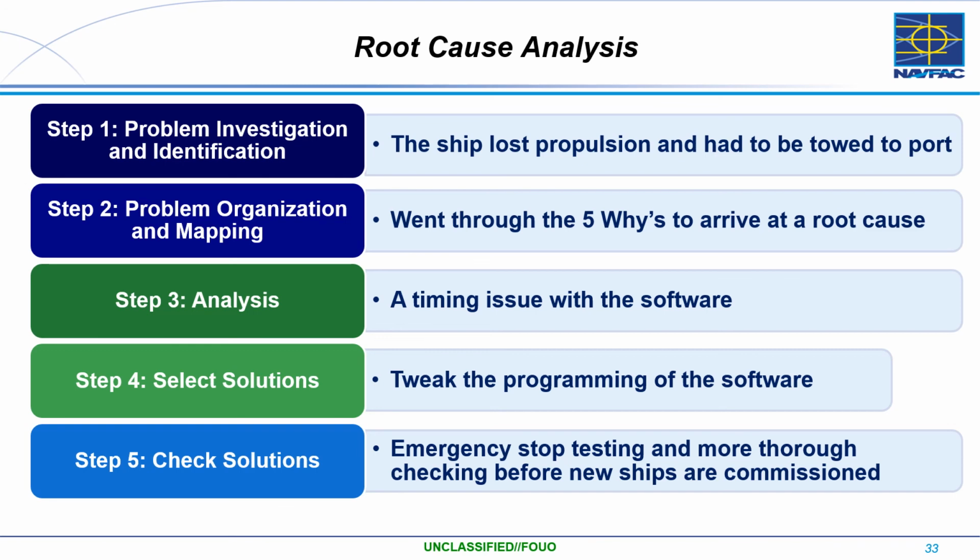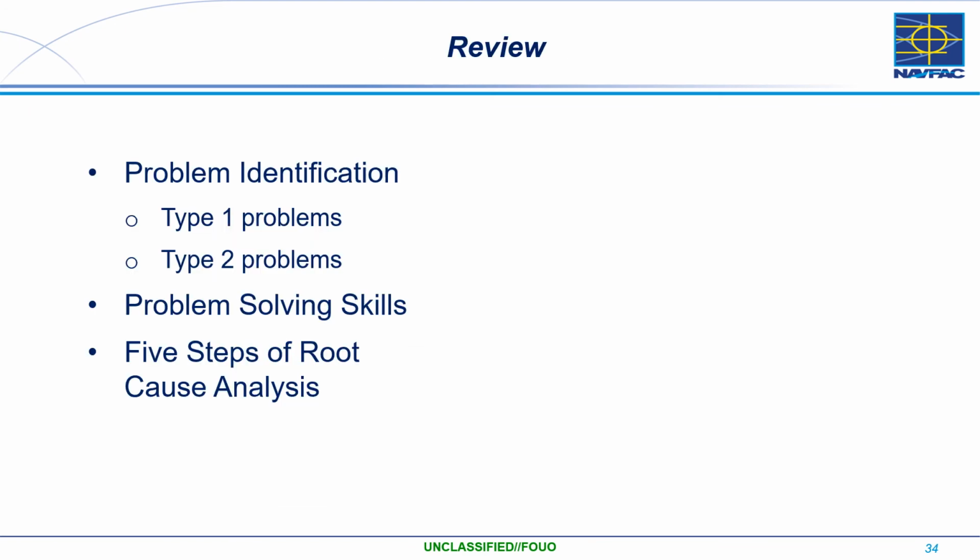The problem here occurred in 2015 and has not recurred since the solution of the tweaking of the software was implemented. Therefore, it's safe to say that root cause analysis resulted in the correct solution being put into place to fix the problem. In summary, today we have covered problem identification. How do you spot a problem, and is it type 1 or type 2? We looked at problem solving skills and how you can develop those further. And then finally, we looked at the 5 steps of root cause analysis.